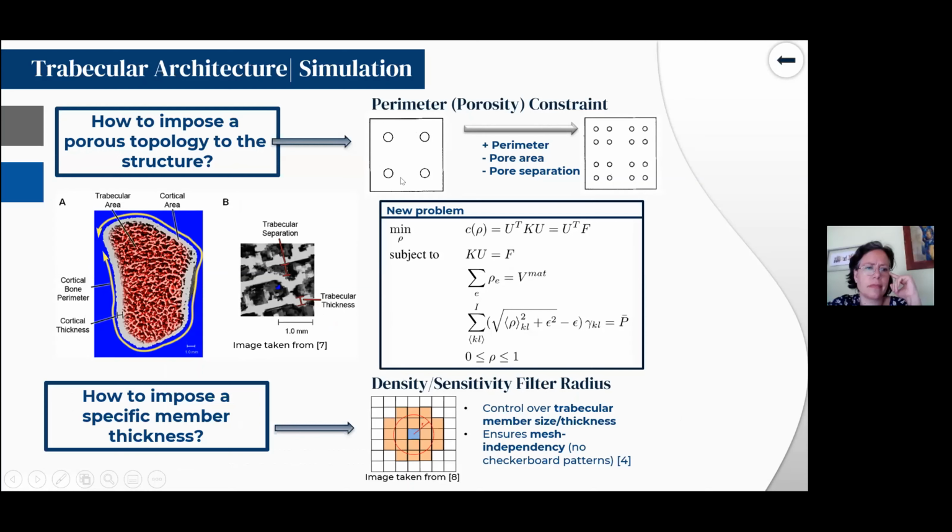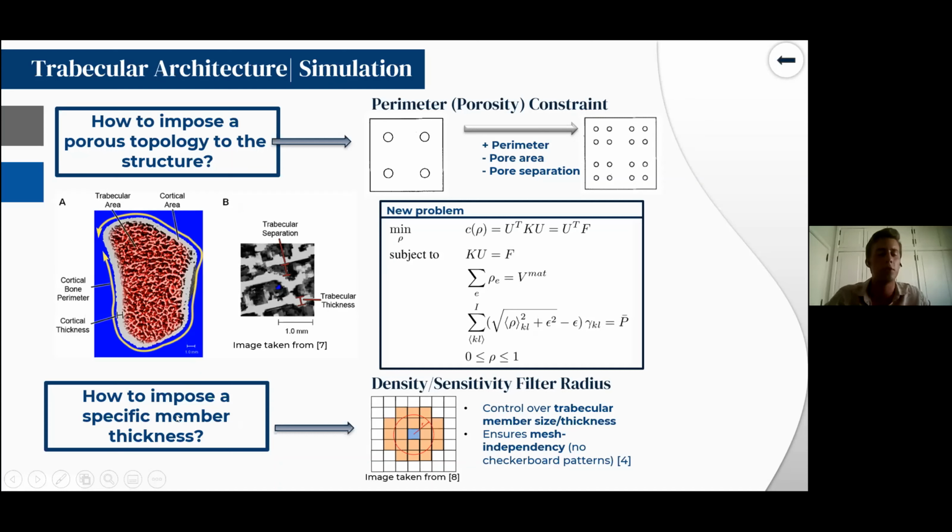We have our optimization problem, and we add a perimeter constraint. So we want our perimeter to be bigger, such that our structure will have more holes. So if we augment the perimeter, our structure will have less pore area, less pore separation, and more pores, which is what we want for these types of structures.